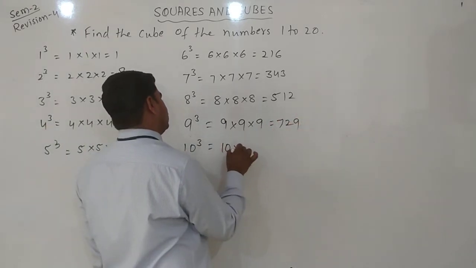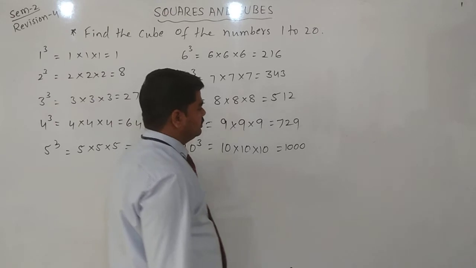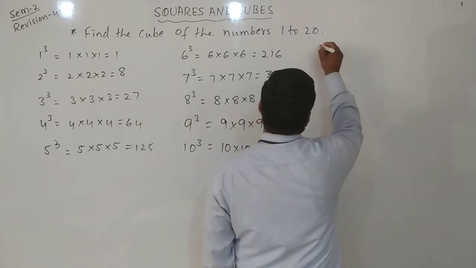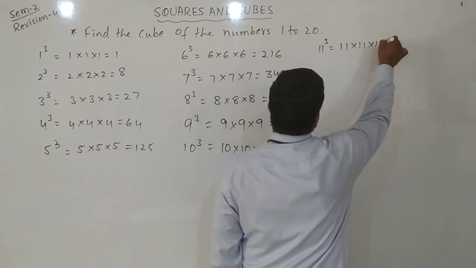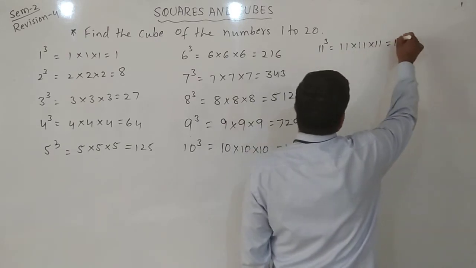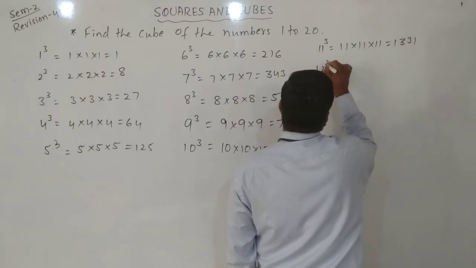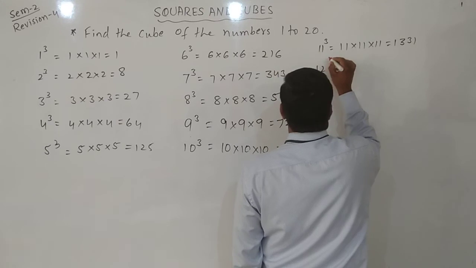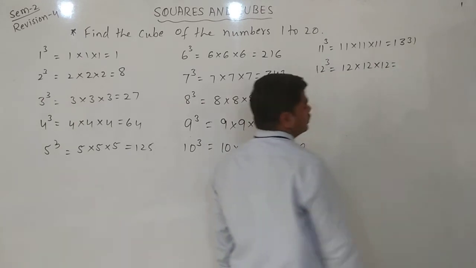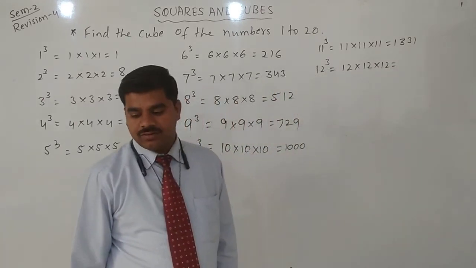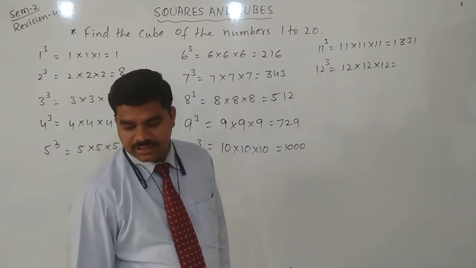10 cube, 10 into 10 is 100, 100 into 10 is 1000. Yes. Next, 11 cube, 11 into 11 into 11. 11 11s are 121, 121 into 11 is 1331. 12 cube, 12 into 12 is 144, 144 into 12. Yes or no? That is 1728.